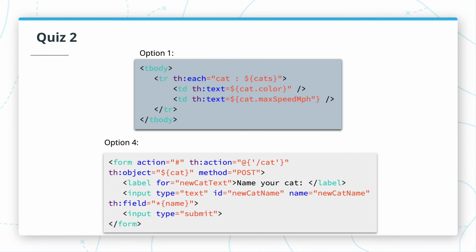The last example is a simple form submission. It may look complicated, but don't be fooled. The thField reference with an asterisk is just a way to reference an attribute of the cat object we specified at the top of the form. This form will allow us to submit a cat object with the name we provided to our cat endpoint.